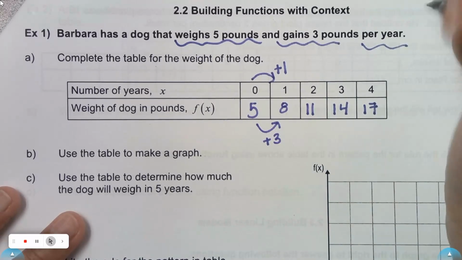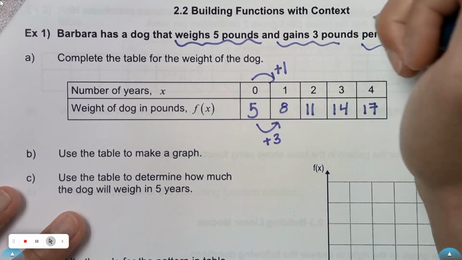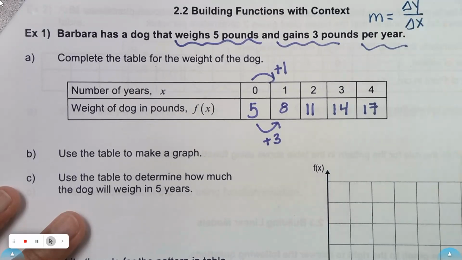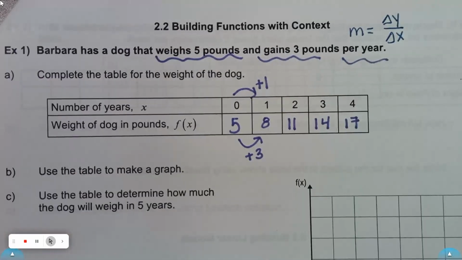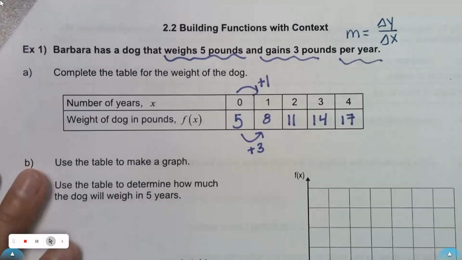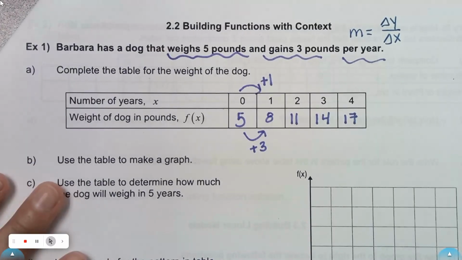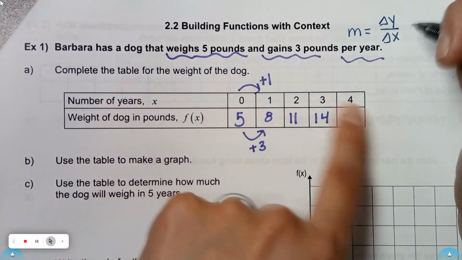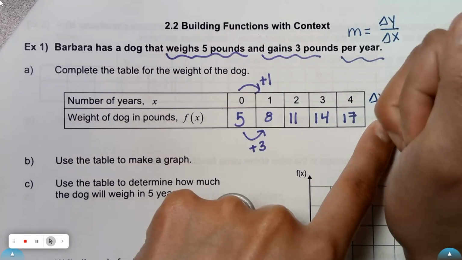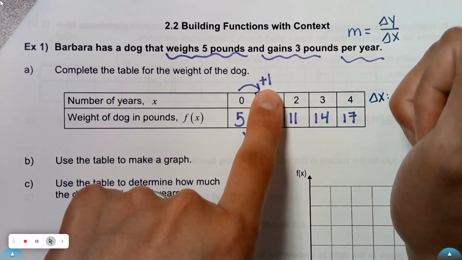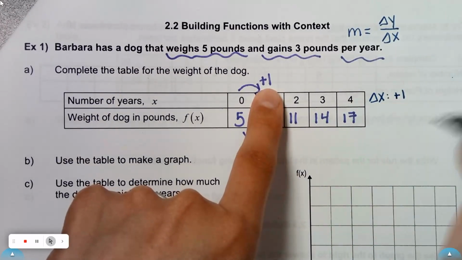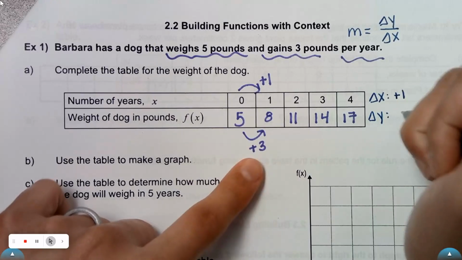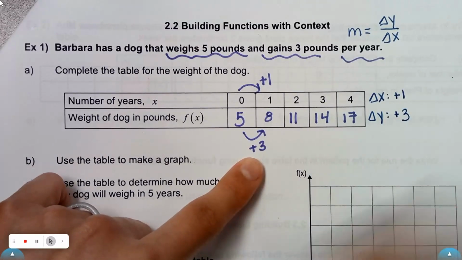Okay, we've talked about in this chapter to find your m or to find your slope, it's always your y over your x. Okay, so I'm going to stress that almost in every video because we're going to use that almost every single time. So I want to find my change in y and my change in x. So my change in x, if I look here, I'm adding 1. So this is plus 1. My change in y, I'm adding 3. So this is plus 3.